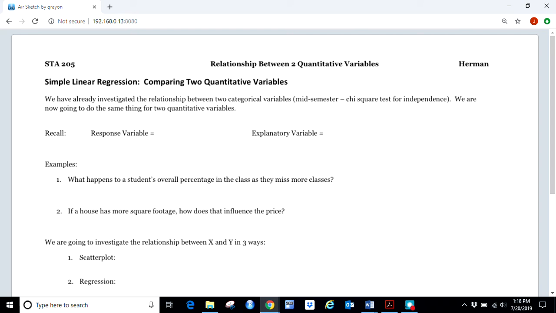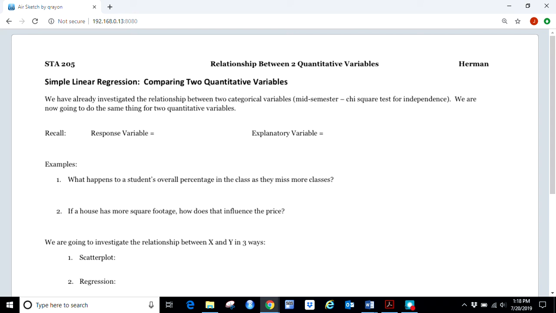The last thing we need to cover is what happens when we have two quantitative variables. So that's what we're going to investigate in this module, is looking at the relationship between two quantitative variables. We're going to be doing that by what's called simple linear regression.